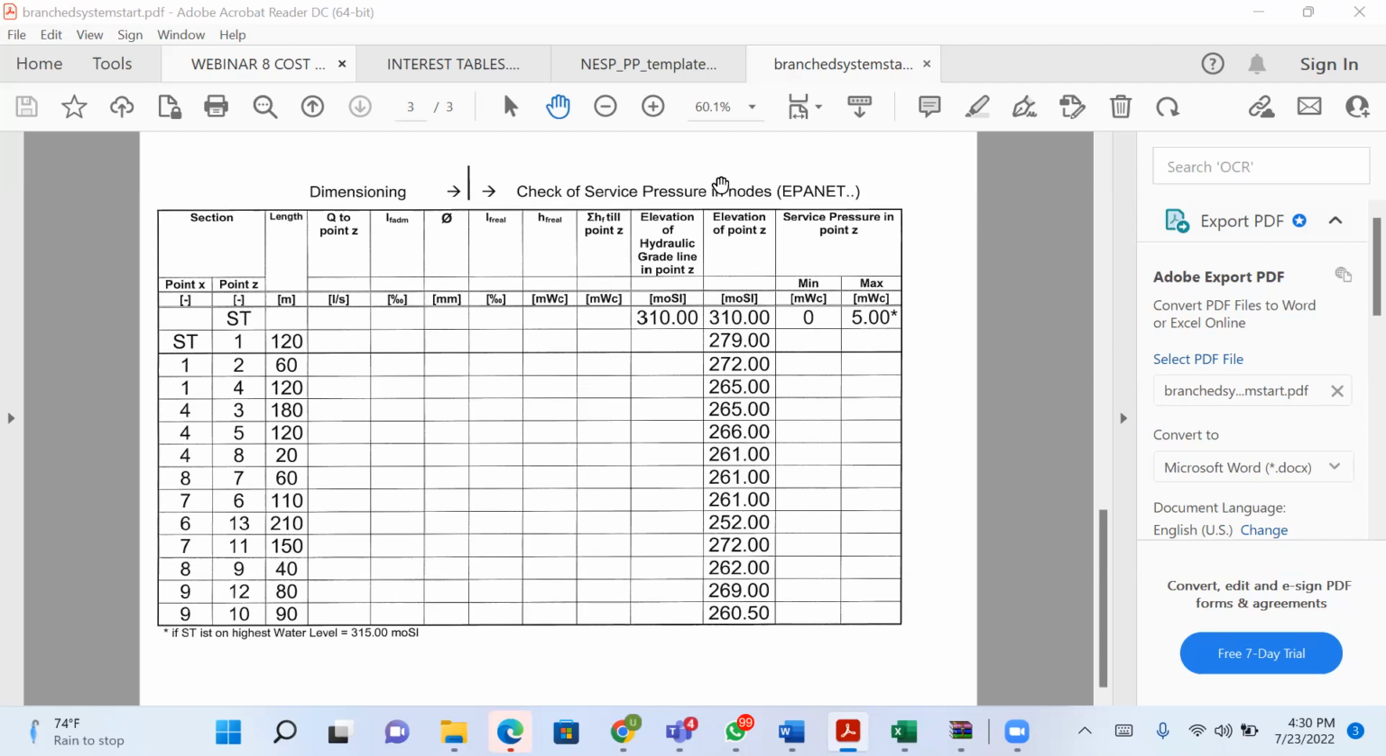The length and the elevation. Length and elevation. So which other two are we going to look for? We're looking for discharge and water demand. We're looking for the water demand, which is Q. Just say Q flow. And the pipe.